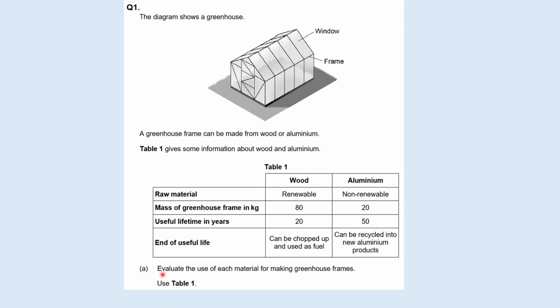What it means is you need to basically weigh up pros and cons, or look at good and bad points about each of the things that they're talking about. So in this particular case, it's wood versus aluminium, but it could be paper bags versus plastic bags, or looking at the life cycle of a paper bag versus the life cycle of a plastic bag, or it could be loads of things. But what they want you to do is to weigh up the good and the bad things and then make a judgment based on that evidence.